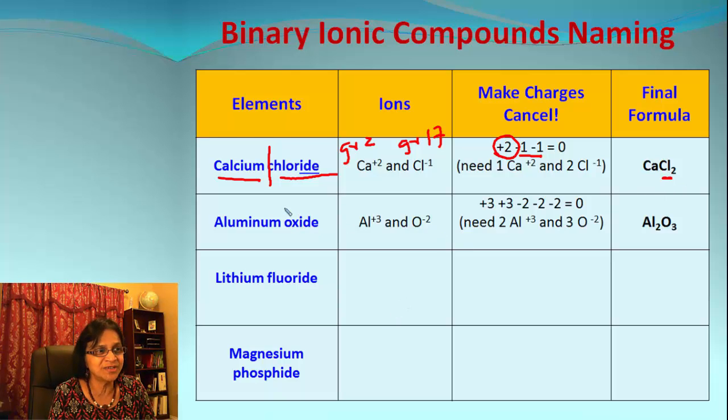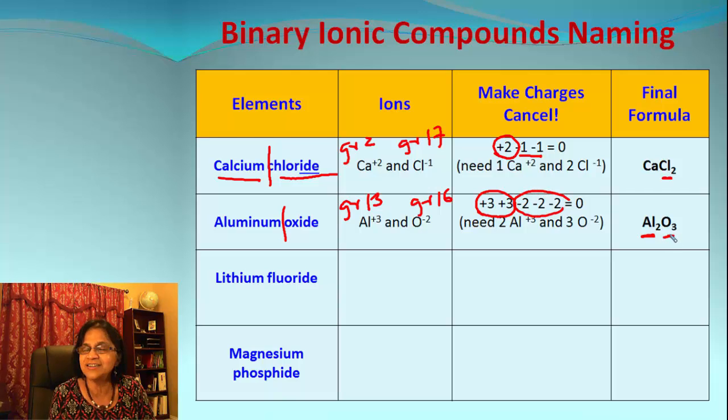Same goes with aluminum oxide. Al is group 13 and oxygen is group 16. That gives a charge of positive 3 for aluminum and negative 2 for oxygen. Here we cancel the charges, and that's why we get 2 aluminum and 3 oxygen.